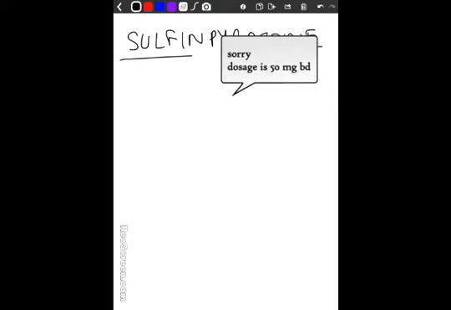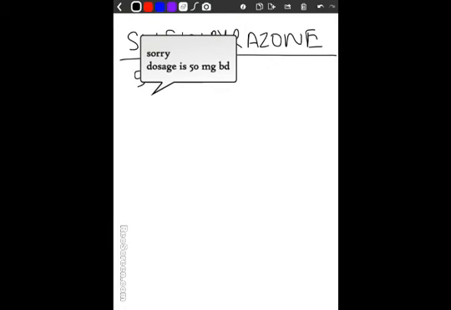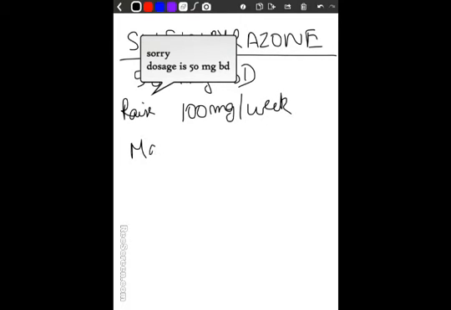Another example of a uricosuric drug is sulfinpyrazone. The dosage is 500 milligram BD, and you can raise it by 100 milligram per week, and the maximum dose is 800 milligram per day. So that's about the treatment of gout.